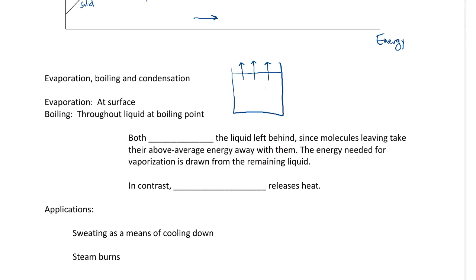that the ones left behind have a lower average kinetic energy than they did before those particles left. Again, the highest energy particles are leaving, therefore the average kinetic energy of all the particles left over is going down. And remember that temperature is a measure of average kinetic energy, and so evaporation is a cooling process. That's why we sweat to cool down.